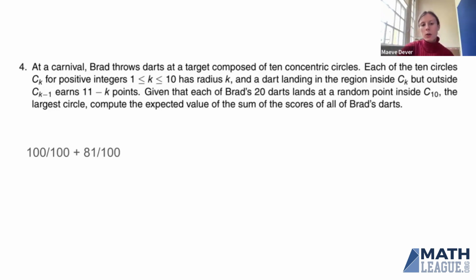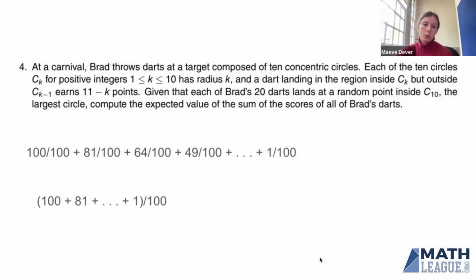So anyway, 81 out of 100 that it also lands inside the 2nd circle. 64 out of 100 that it also lands inside the 3rd circle. 49 out of 100, right? All the squares, all the way down to a 1 in 100 chance that it lands inside the smallest circle in the center of the board. Okay, so that is 100 plus 81 plus all the way down to 1 over 100.